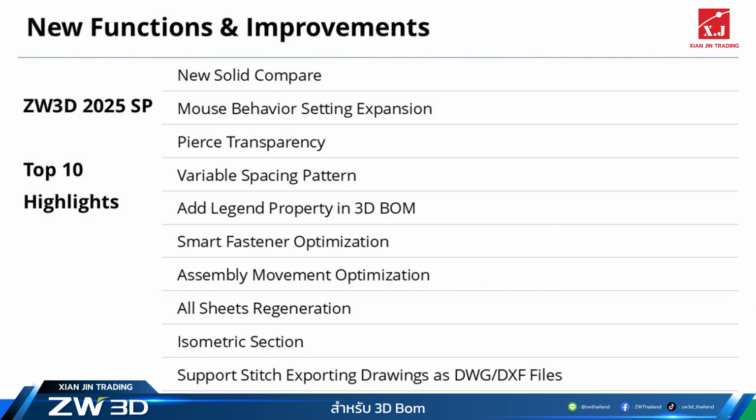For 3D BOM, the ZW3D 2025 SP version adds the Legend property, which enables users to view thumbnails of assembly components in 3D BOM. The Smart Fastener has also been improved to add nuts and gaskets in batches for fasteners of different sizes. In assembly design, when moving components, the Move command now supports cross-level selection of target locations. For 2D sheets, Regenerate all sheets is now supported.